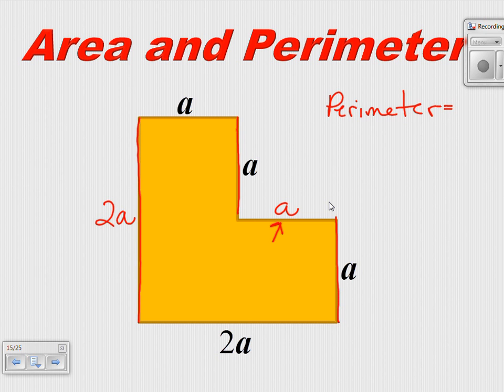So let's figure out the perimeter right now. So my perimeter would be going around A plus A plus A plus A plus 2A plus 2A. Therefore, my answer at the very end would be 8a.